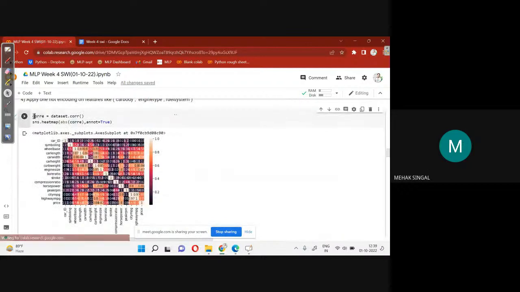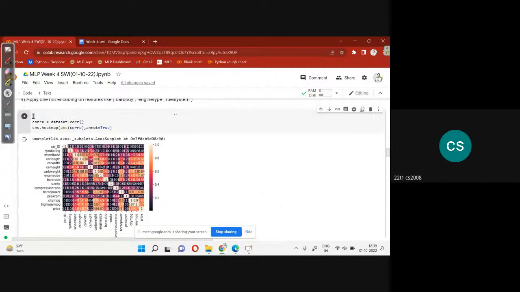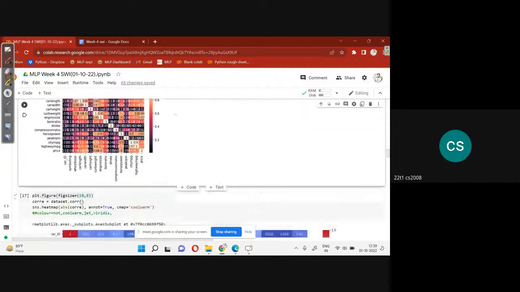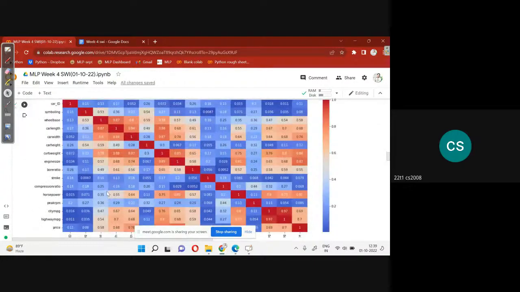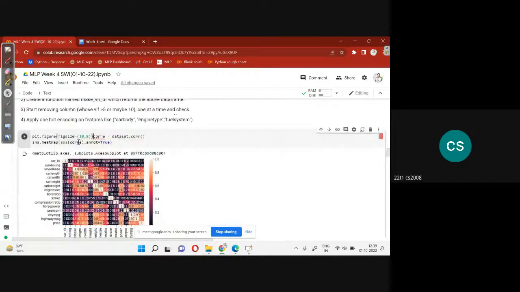Why have we used absolute correlation? Just to avoid the negative sign. Basically, we want to see which is highly correlated. If the correlation is minus 0.53 or plus 0.53, what we want to interpret here is whether this absolute number is very high or not. So that's why we have neglected the negative values. If you want to print that, that's not an issue. You can print that.